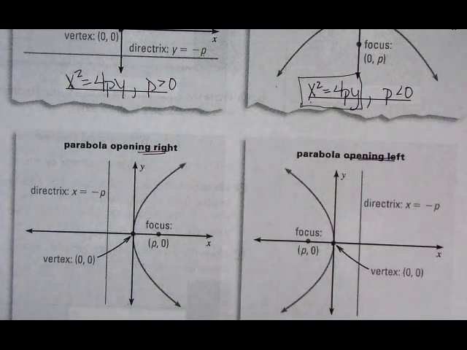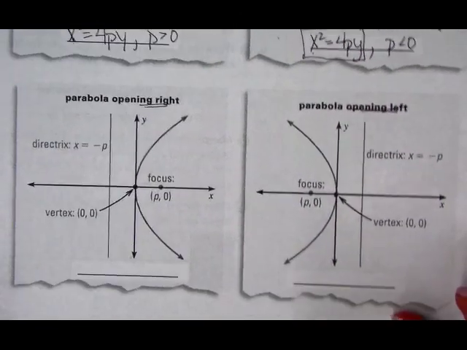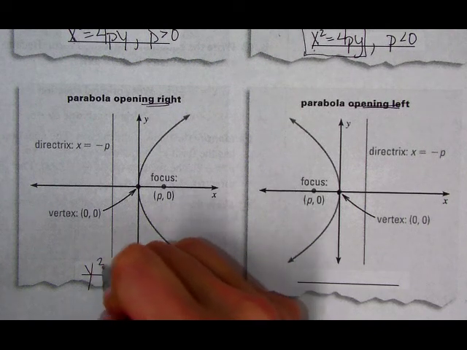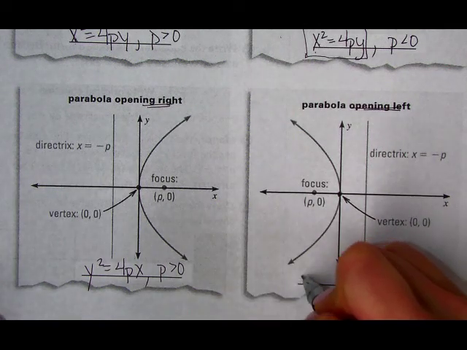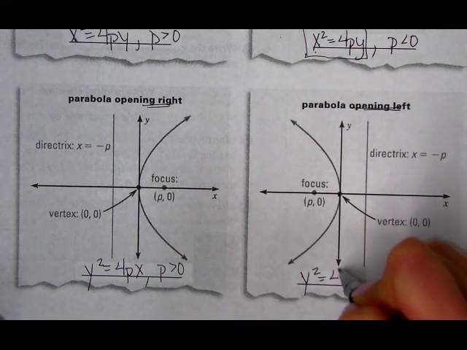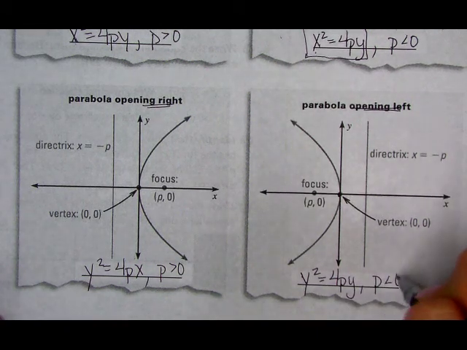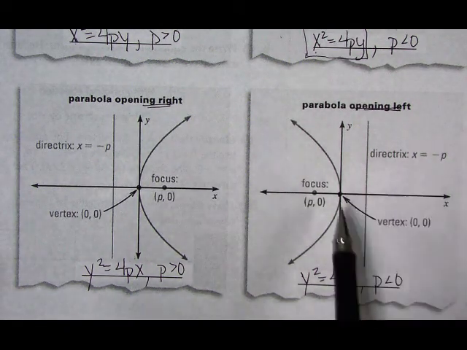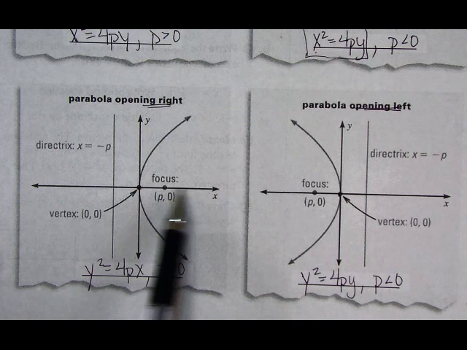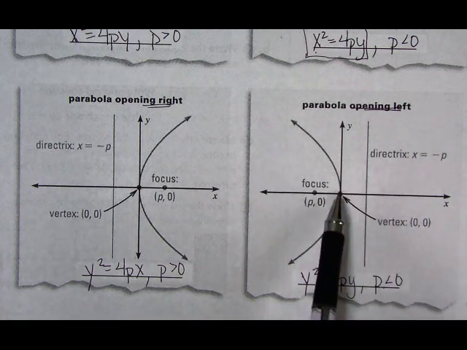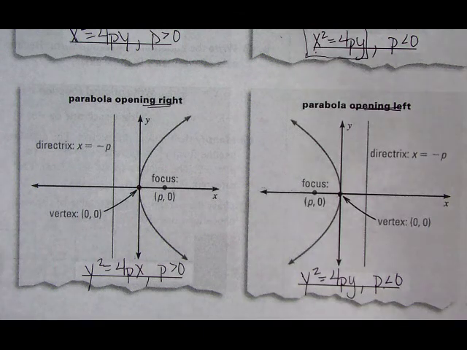If you have your parabola opening left or right with your vertex at the origin, so your vertex is at 0, 0, you will have the equation of the form y squared is equal to 4px if p is greater than 0. If it's opening to the left, y squared is equal to 4px, with p being less than 0. So in this case, your distance p is going to be greater than 0 if it's going in the positive x direction, and less than 0 if it's going in the negative x direction, just like it was less than 0 when your parabola was opening down, and greater than 0 when it was opening up.